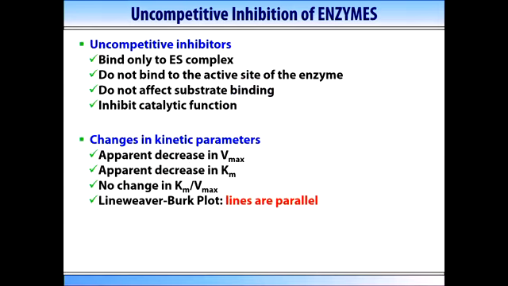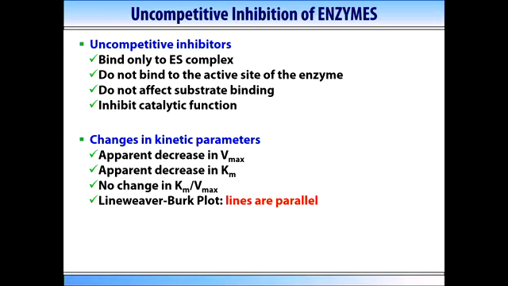As you can guess, in this case, both the Km and Vmax would be changing. So the uncompetitive inhibitors would bind only to the enzyme substrate complex, because it makes no sense to bind to just the enzyme, because it binds at a spot other than the substrate binding site. So they do not bind, that's the key difference with the previous type, to the active site of the enzyme. And they do not affect the substrate binding itself. So they inhibit the catalytic function.